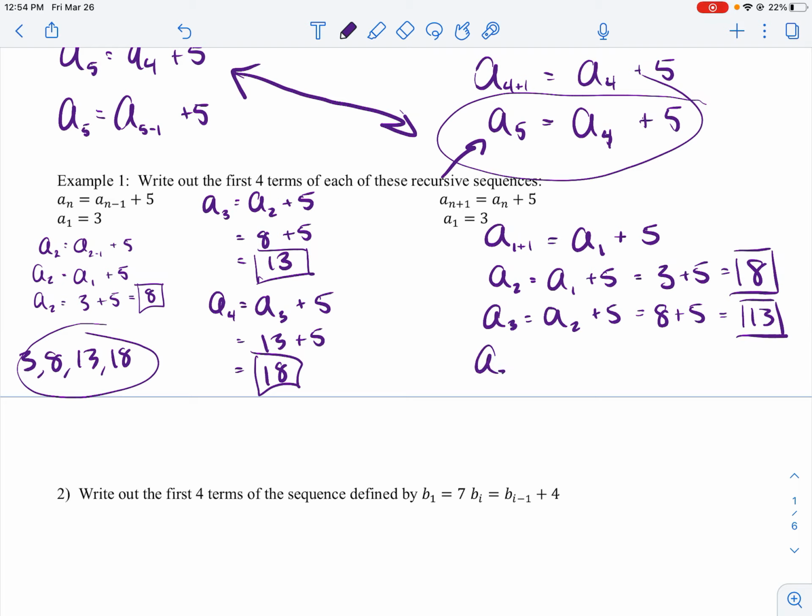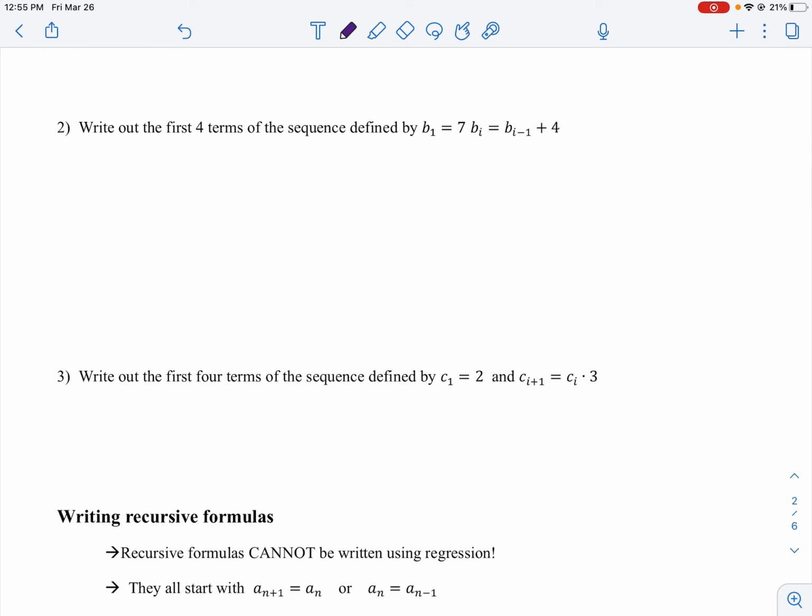And then finally, the fourth term is equal to the third term plus 5. 13 plus 5 is equal to 18. So again, 3, 8, 13, 18, the first 4 terms. Okay, so let's check out the one down below here. Same sort of process. It's asking us to write it out. That's fine. So b sub i is equal to b sub i minus 1 plus 4.